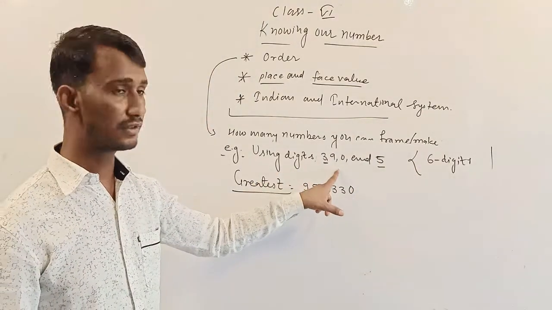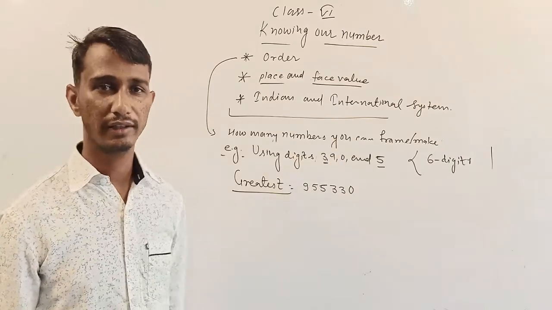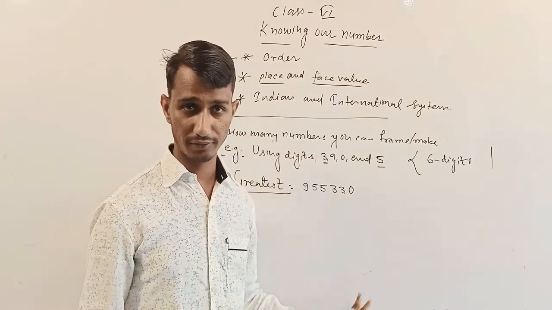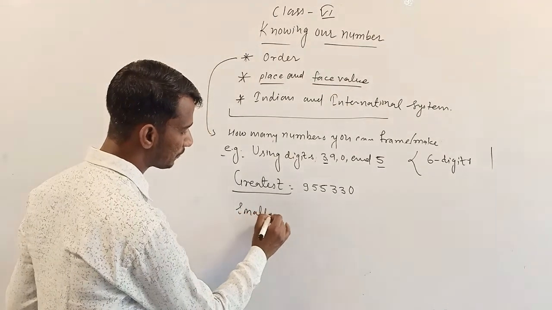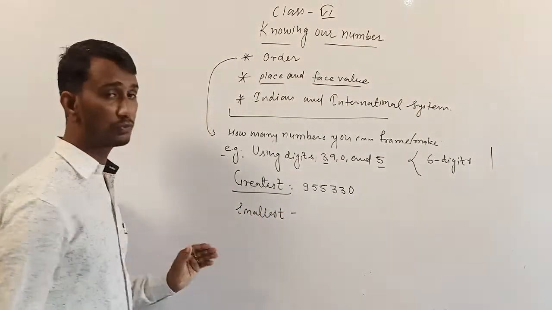And that is the greatest 6-digit number using these digits, if repetition is allowed for separate numbers. And how to frame the smallest number? How to frame the smallest number?